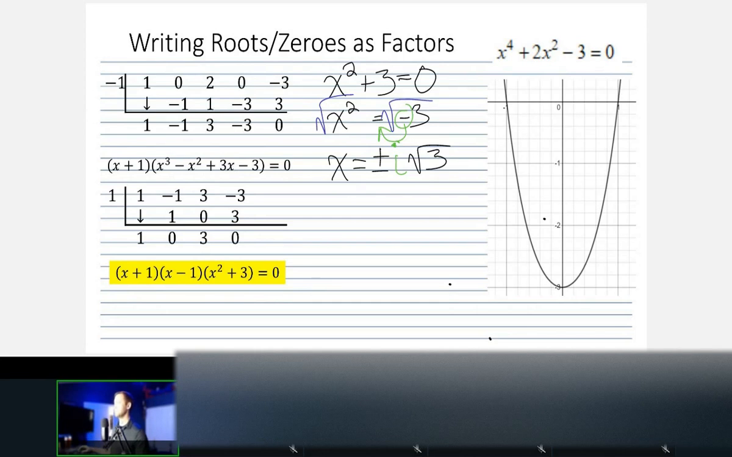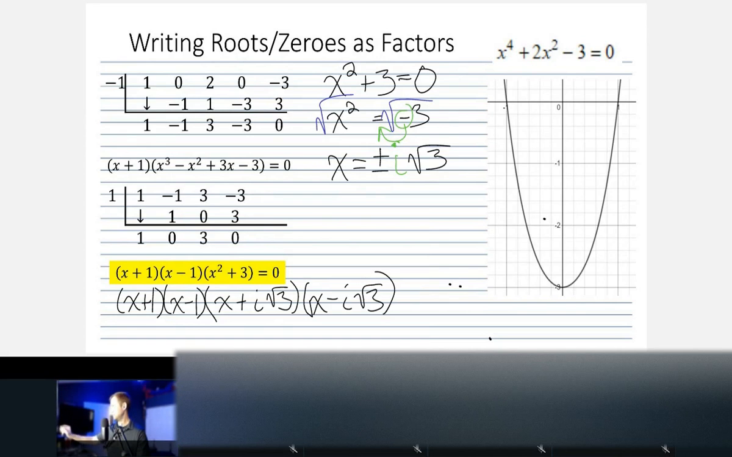So in factored form, let's write that out just for fun. We're still going to have the x plus 1. We're going to have the x minus 1. The x squared plus 3, we now know the two roots are plus or minus i radical 3. So we're going to have x plus i radical 3, and then we're going to have x minus i radical 3. Ooh, look at that, right? Look at that. Ooh, we found all four factors.